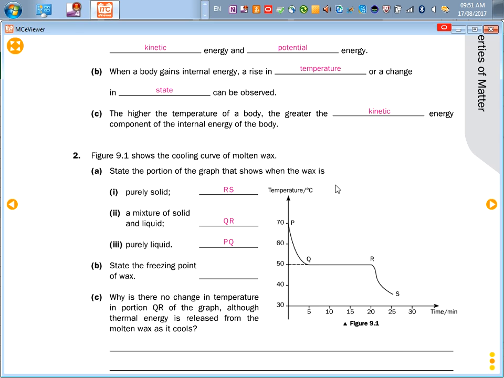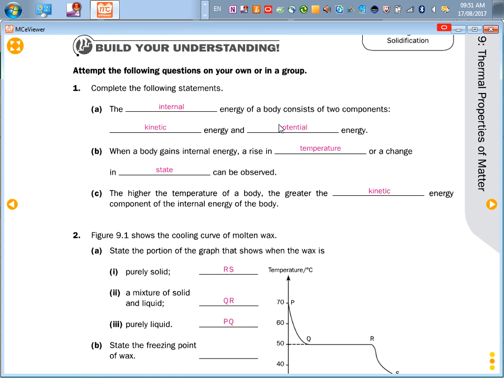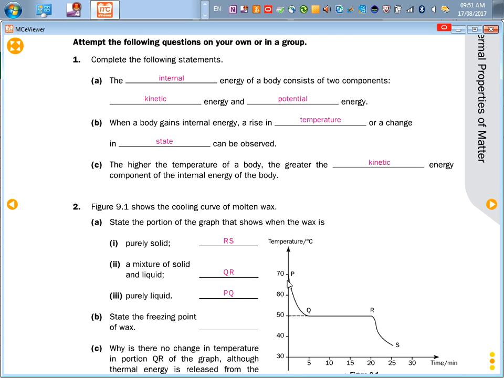What changed? Did the kinetic energy change or did the potential energy change? When the temperature starts to go down, which one changed? Kinetic or potential? Kinetic energy changed. It is losing energy to the surroundings. As such, temperature drops. When it is at 50 degrees, something happens. It is called a change in state. Okay? Since the temperature did not change, the kinetic energy doesn't change. So, what changed?